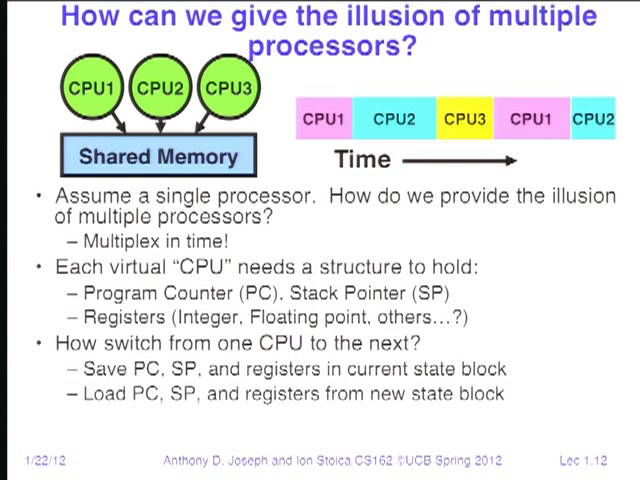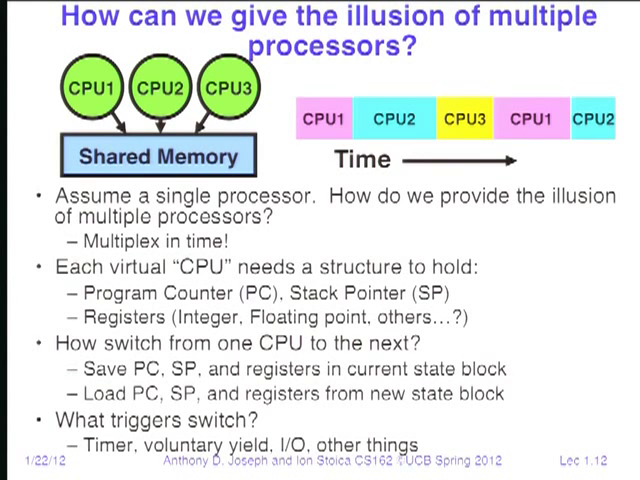All right. Now, we'll talk about in later lectures, it's a lot more complicated than this in terms of all of the different things you have to implement in order to do that. Now, what will make a switch from CPU 1 to CPU 2? Well, there's a few things. One is a timer could go off, say every 10 milliseconds, and when that timer goes off, we switch to the next thread. Okay?